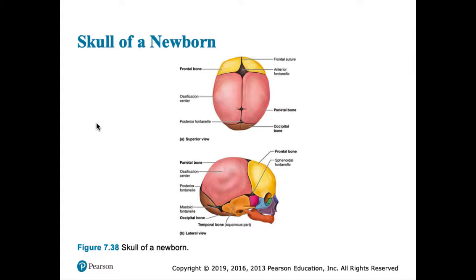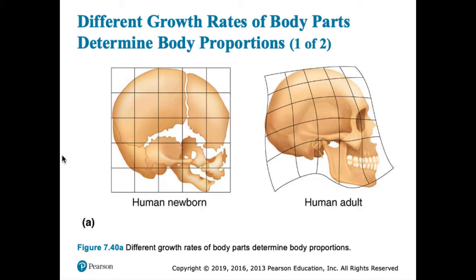Markings and plates that we see in the skull and noting those differences for those. You can see here that the different growth rates in the body parts do determine body proportions. You can see the newborn versus the human adult.